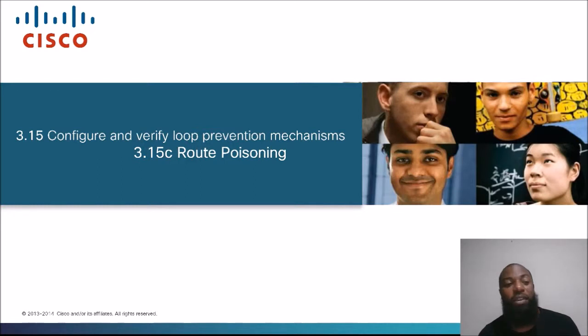And today's topic is Section 3.15, Configure and Verify Loop Prevention Mechanisms. This is subsection 3.15.C, route poisoning. This is a topic in the Cisco CCNP ROUTE exam, code 300-101, version 2.0. Let's take a look at the exam blueprint to see where we came from and where we're headed.